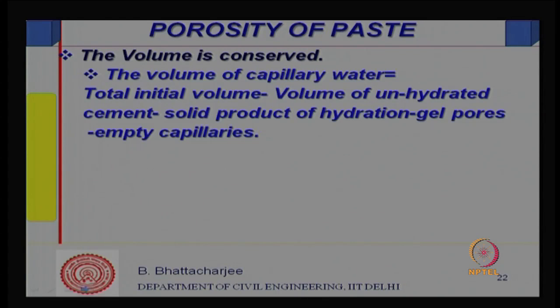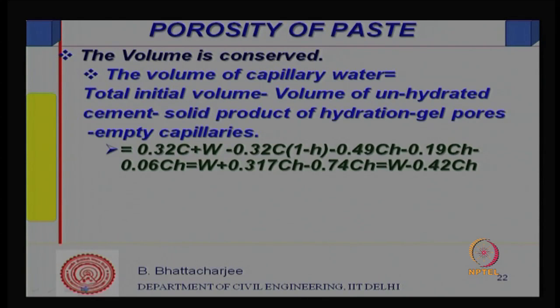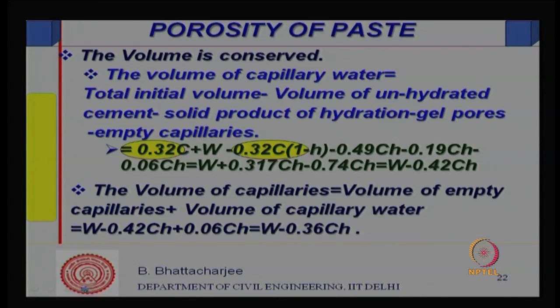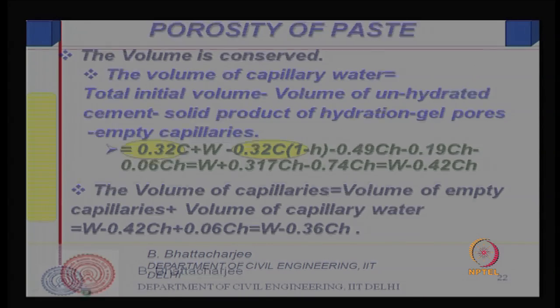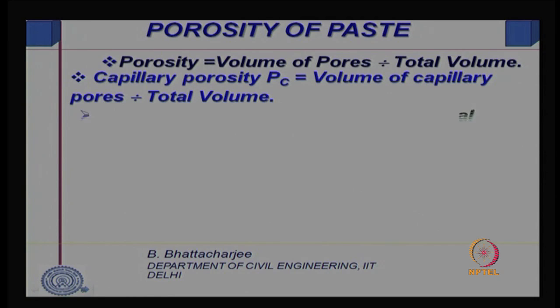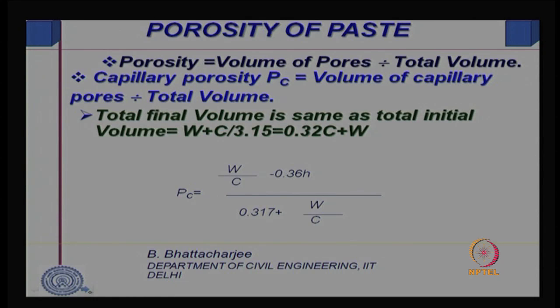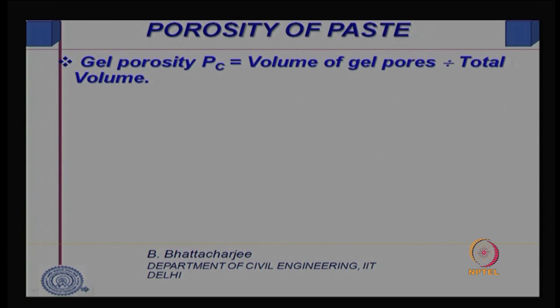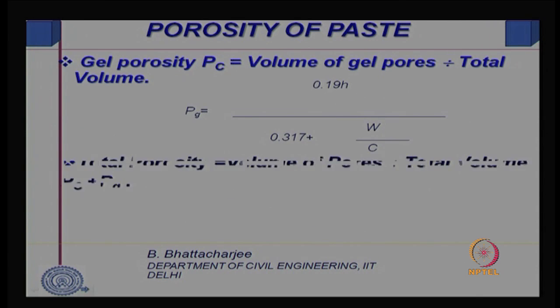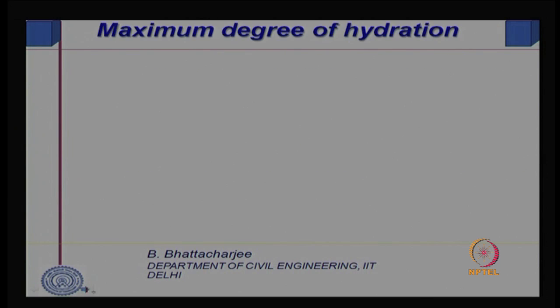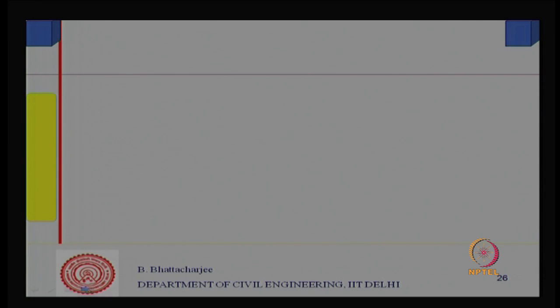We will look into the equations in the next class, in the beginning, and we will find that the volume of empty capillaries works out to be W minus 0.36 H. Therefore, I can get an expression for the porosity based on this, and find the gel porosity and total porosity. We will repeat this in the next class.